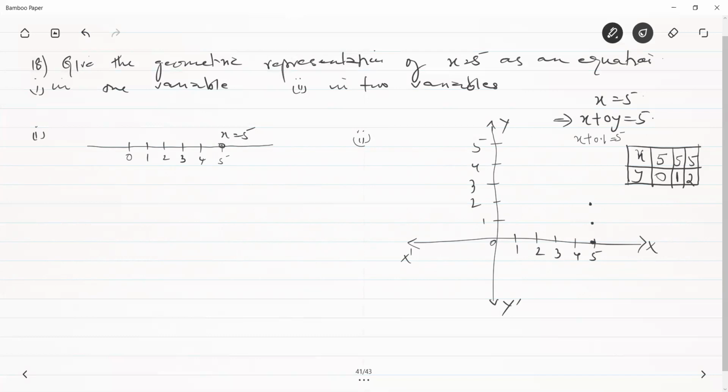So how will the graph be? The graph will be like this. It is a straight line, parallel to the y-axis. So this is the graph. Okay.